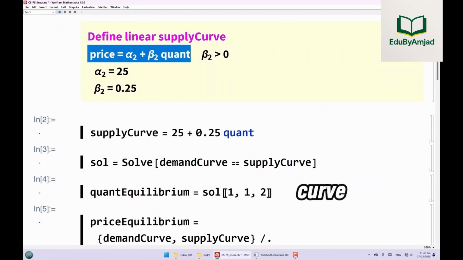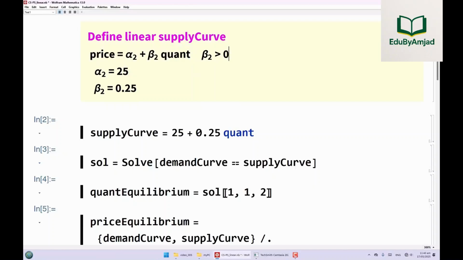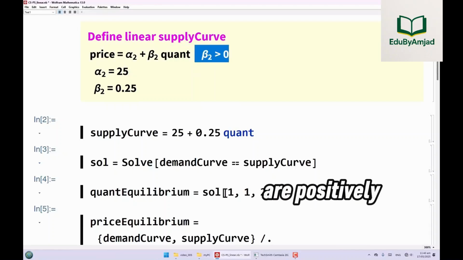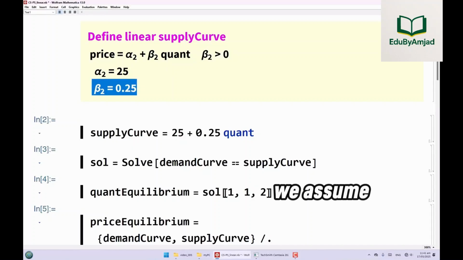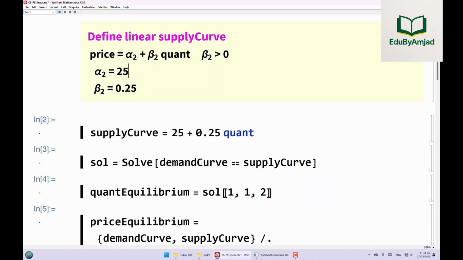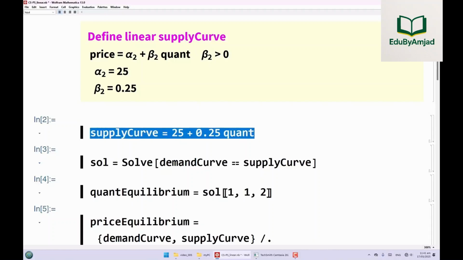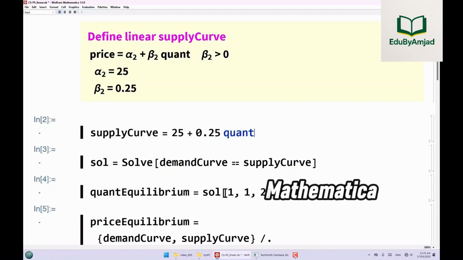Define the supply curve. As price and quantity are positively related, therefore beta 2 must be positive. We assume here beta 2 is 0.25. Intercept: alpha 2 is 25. Define the same in Mathematica.